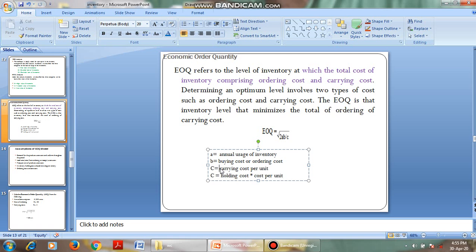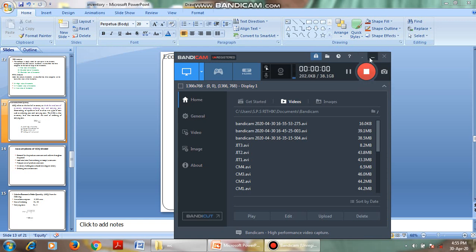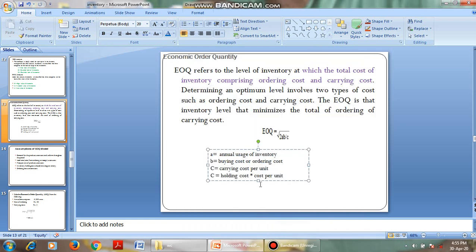Okay, what is the formula for carrying cost? Holding cost into cost per unit. Carrying cost is nothing but holding cost into cost per unit. That is, if you hold this raw material in a warehouse or in a godown or anywhere, it requires some cost. For example, if you hold some raw material in a big warehouse, a big godown, it requires some cost. Okay, right? We call it holding cost, or the cost which is incurred to hold the entire product.